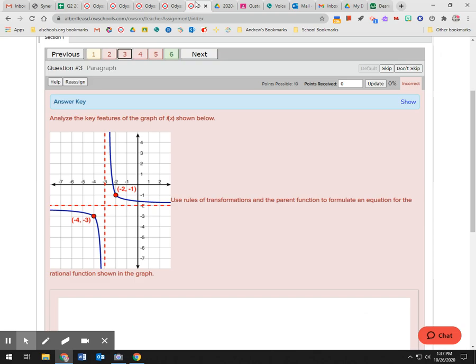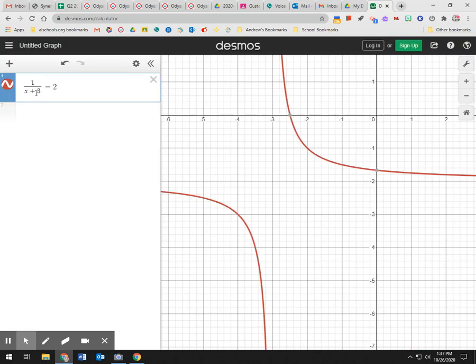So for number 3, I needed to have a vertical asymptote at -3. The vertical asymptote is asking what will make this go to 0 in the bottom. That's a problem. And the horizontal asymptote moves the graph up and down. The horizontal asymptote needed to be at -2, so I can just put -2. There you have it. There's my horizontal asymptote.